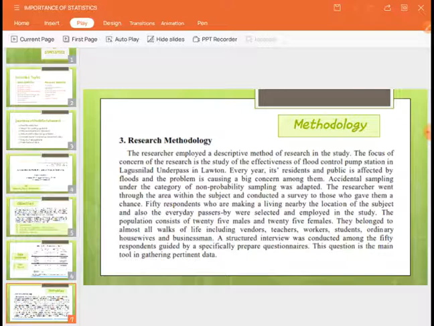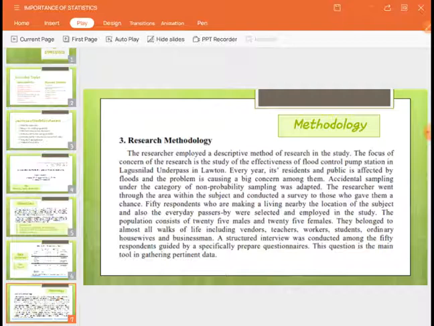So every year, its residents and public are affected by floods, and the problem is causing a big concern among them. Accidental sampling under the category of non-probability sampling was adopted. So sinabi niya din yung sampling technique, kung paano siya kumuha ng sample, non-probability sampling. So that is another case of how to find sampling. Wala siyang probable. Kumuha lang siya ng certain number ng respondent niya.